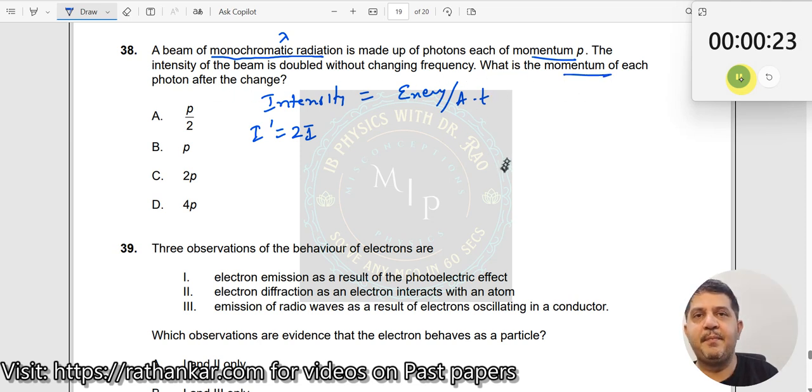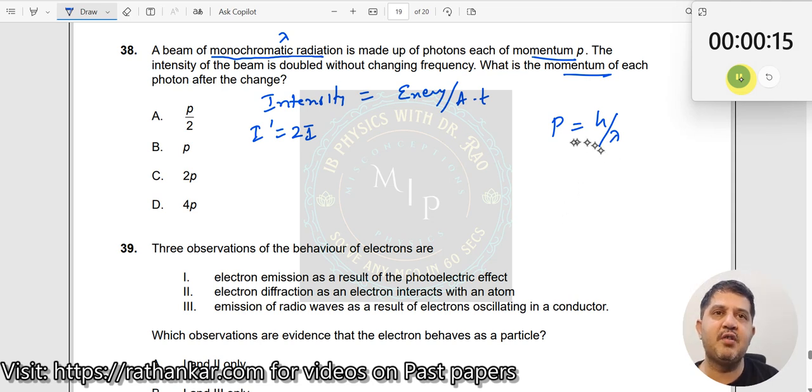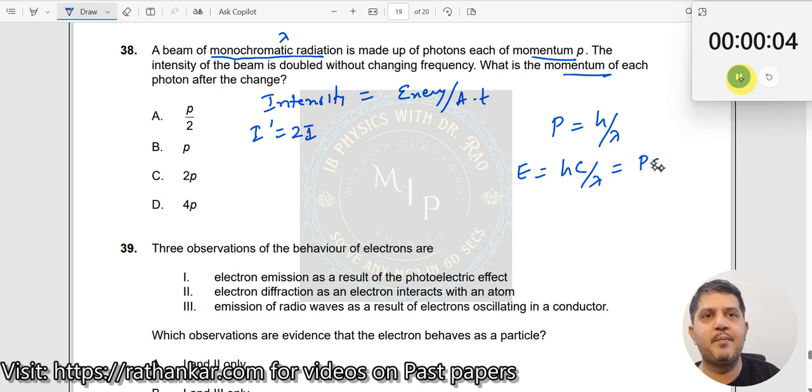Now you see, momentum P, how is it given for a photon? This can be written as h by lambda, right? P equals h by lambda. Or you can also say E is equal to hc by lambda. You can write this also as h by lambda is equal to P into C.